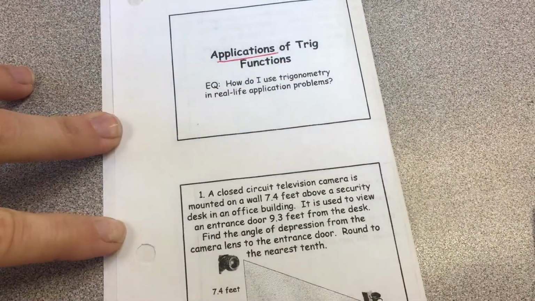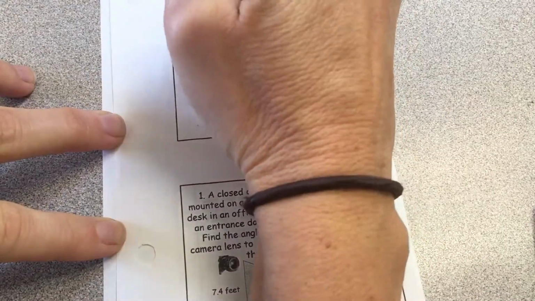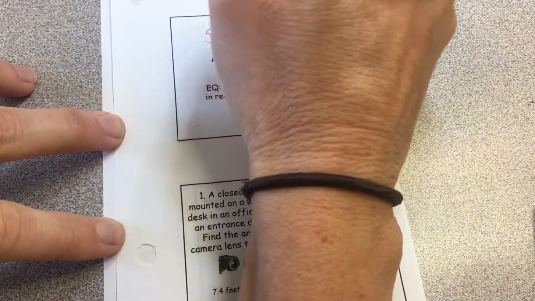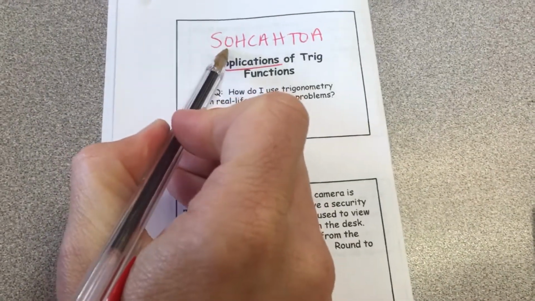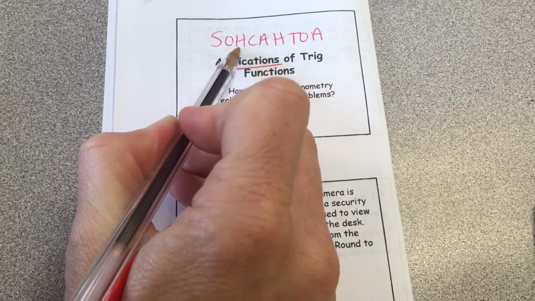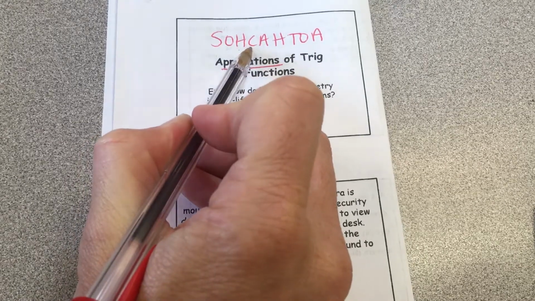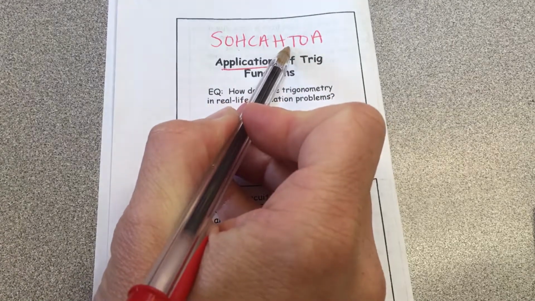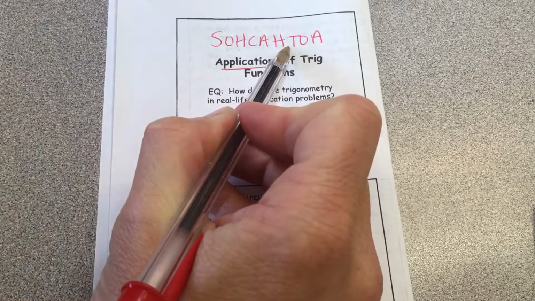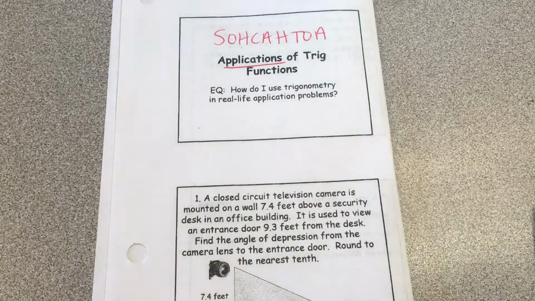So today we're doing applications of trig functions, otherwise known as word problems. We're still going to be using SOHCAHTOA. This is what we're going to be doing today. SOHCAHTOA. Sine is opposite over hypotenuse. Cosine is adjacent over hypotenuse. And T stands for tangent, which is opposite over adjacent. Okay? If I write it down, you should write it down.